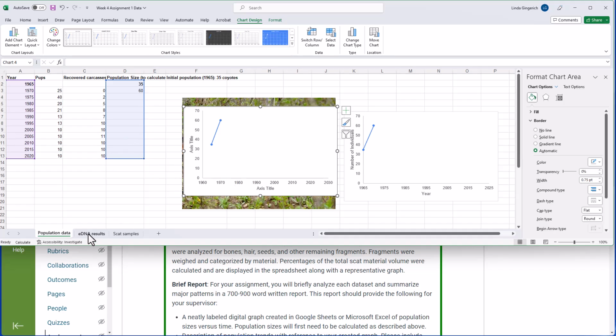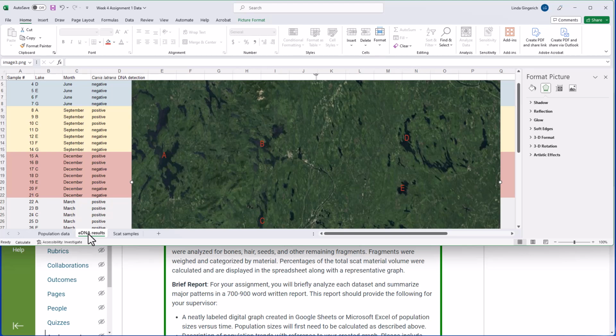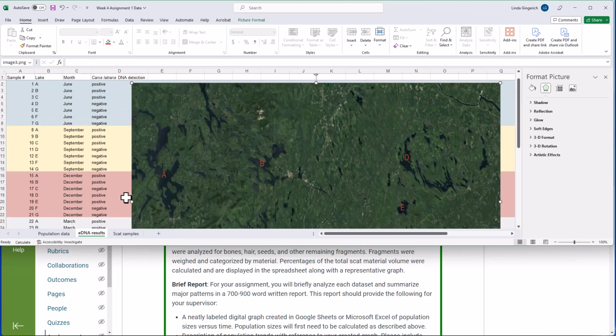For your eDNA, what it's asking you to do is to look for patterns. So you're going to ask about how they're using this different space. And what are the patterns of the usage that I see? Where it's positive, that's where they found coyote DNA. So I encourage you to look at the positive and negatives there and which ones are being used.